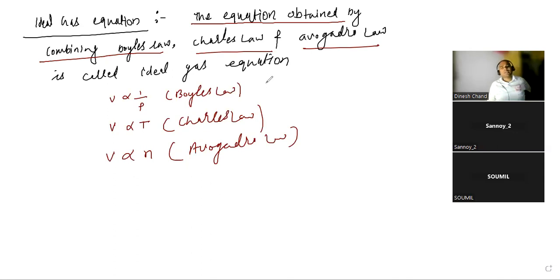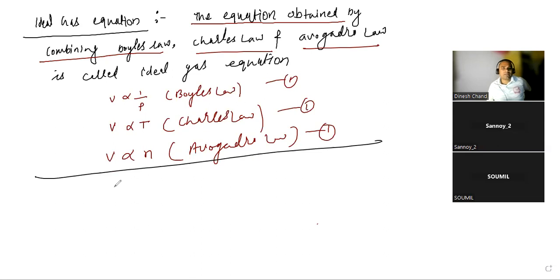So now combine these three equations. If you are combining these three equations, everything is common on the left side. So if you are combining, V is proportional to N times T divided by P. Then we can write PV proportional to NT, or PV equal to nRT.